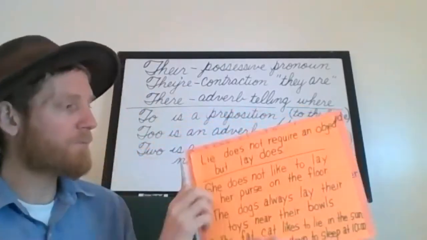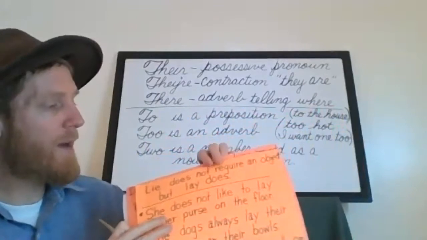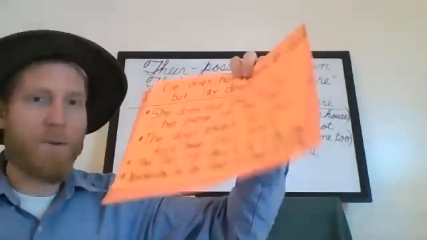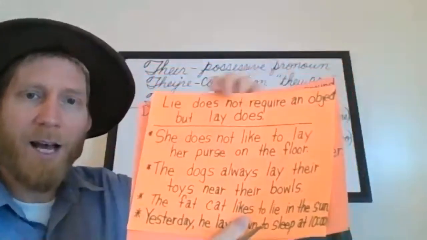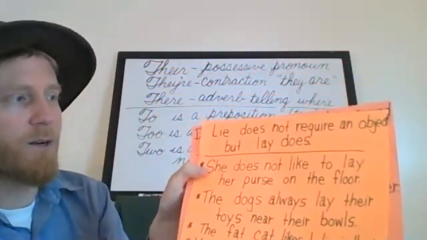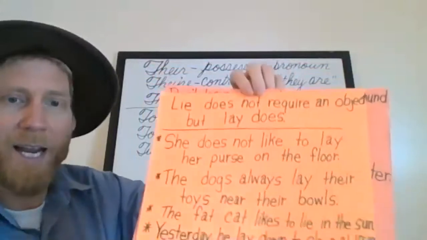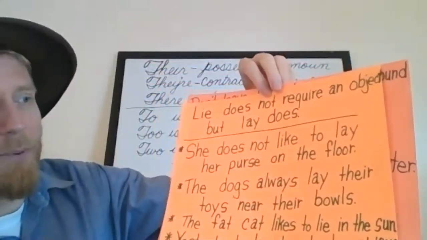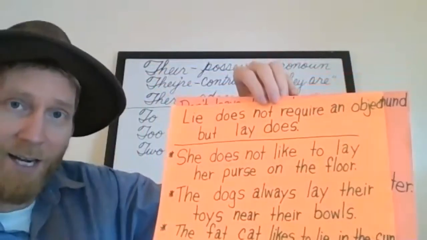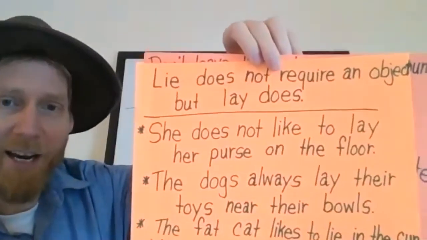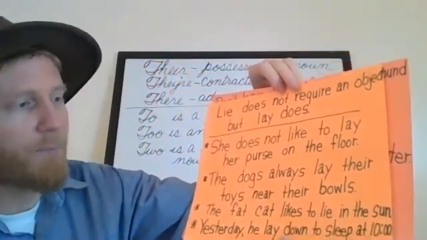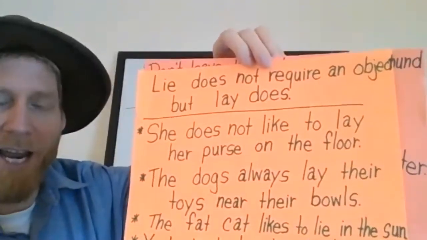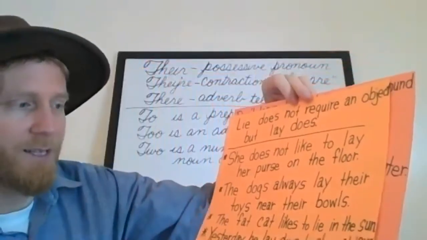Let's review. We've had these sentences before, but I think just going over and over and over them will help us out immensely. Lie does not require an object, but lay does. She does not like to lay her purse on the floor. You see that? She does not like to lay her purse on the floor, to put or place something. The dogs always lay their toys near their bowls. Lay. They put or place it, right?